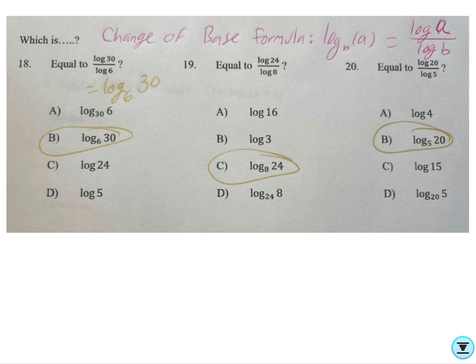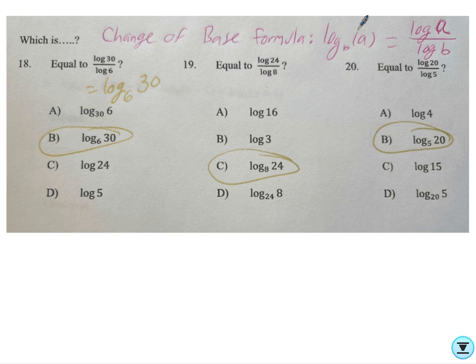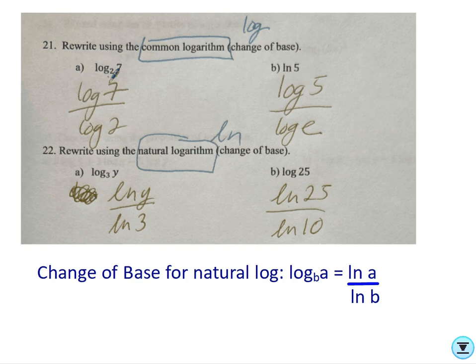Okay. 21, rewrite using the common logarithm change of base. So remember, common logarithm is just log. That's what we literally just did. So we're just going in the other direction. So as opposed to here, where we took this version and changed it to this version, here we're changing this version to that version. So we're going to go log base 2 of 7, that is log of 7 divided by log of 2. If you want to put the 7 and the 2 in parentheses, you can. It's fine either way. Ln of 5, rewriting with change of base with the common logarithm.